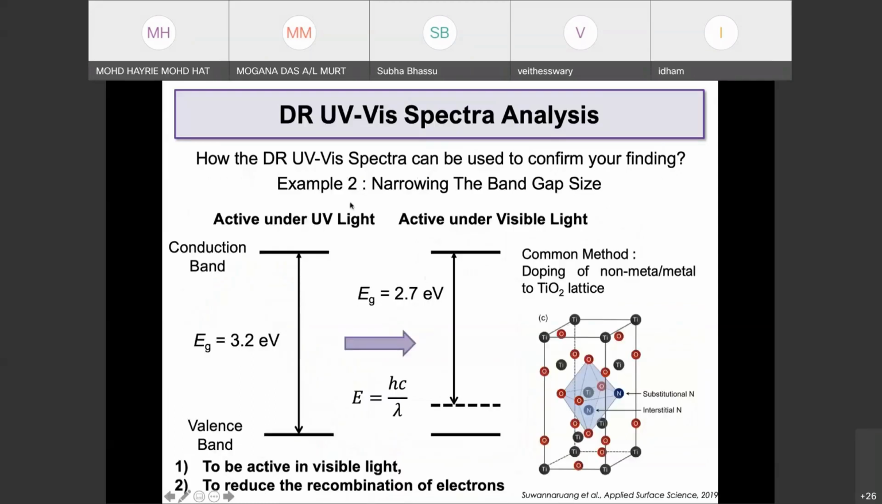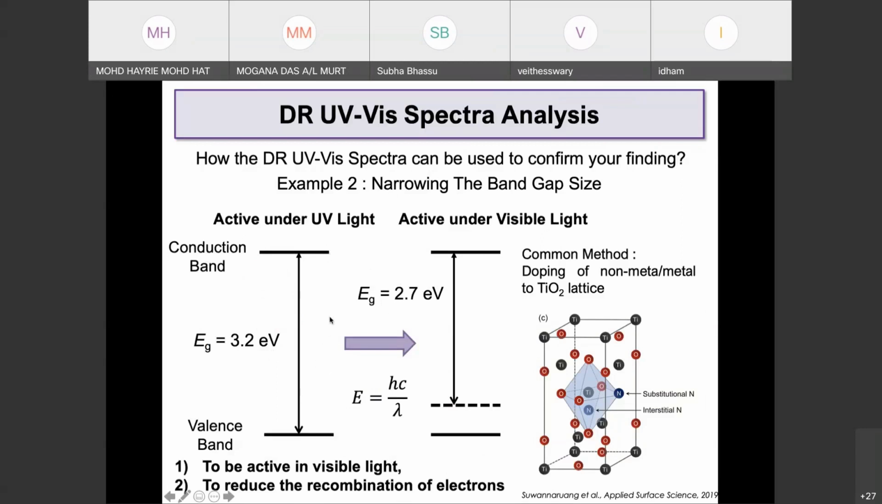Okay, so example 2. You want to narrow the band gap size, for example, of TiO2. Titanium dioxide is a very good photocatalyst, famous, and has a major application in the photocatalysis field. But titanium dioxide has a wide band gap energy of 3.2 electron volt. So it's a very wide band gap.